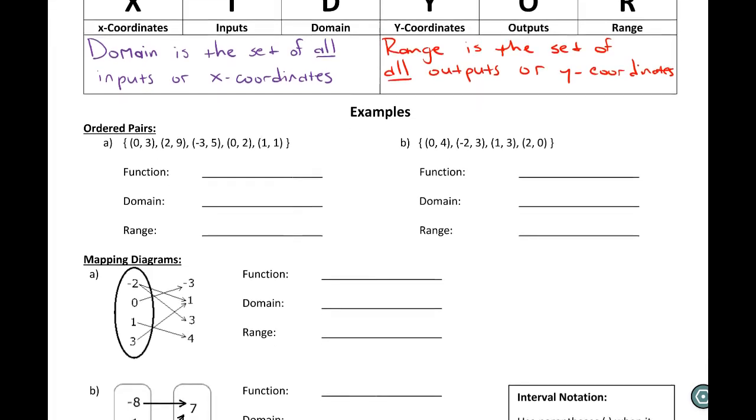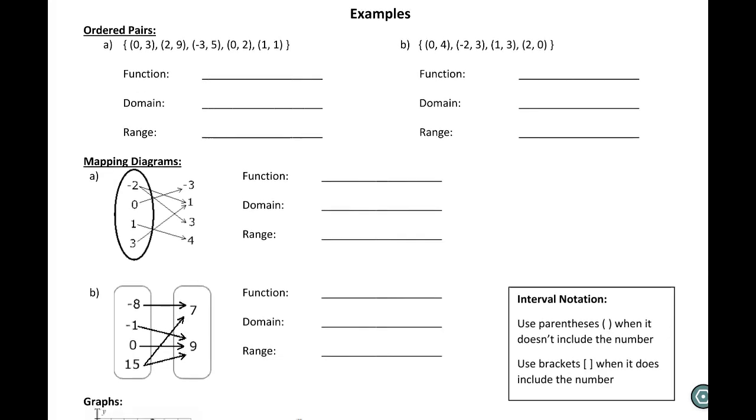Okay, so here's some examples. Basically, what is the domain and range of these ordered pairs? First thing, it's always good to just make a note. Is it a function or not? So let's look. We've got 0, 3, 2, 9, negative 3, 5, 0, 2, and 1, 1. Is this a function? It is not a function because look, we have an x-coordinate that repeats. So even though this doesn't have a function, we can still identify its domain and range.